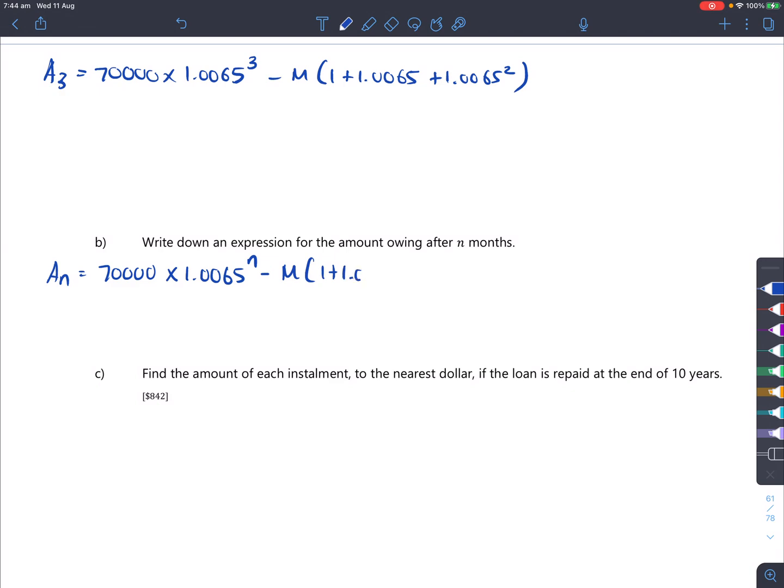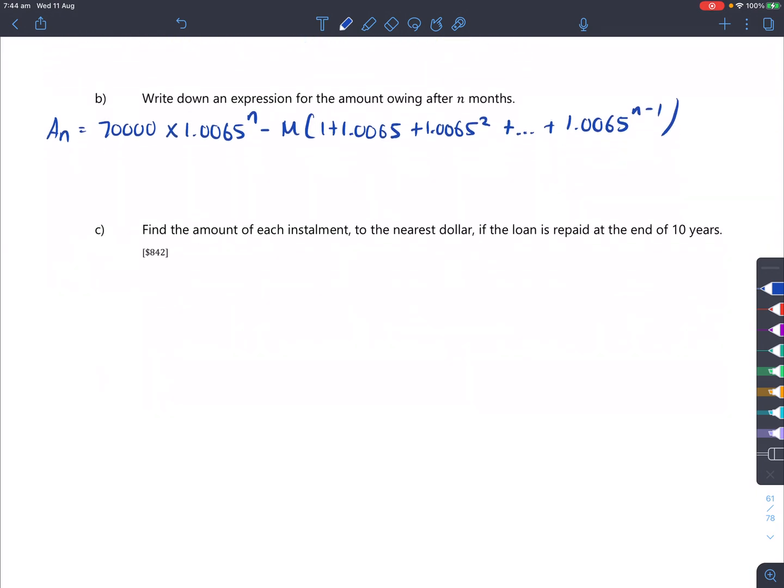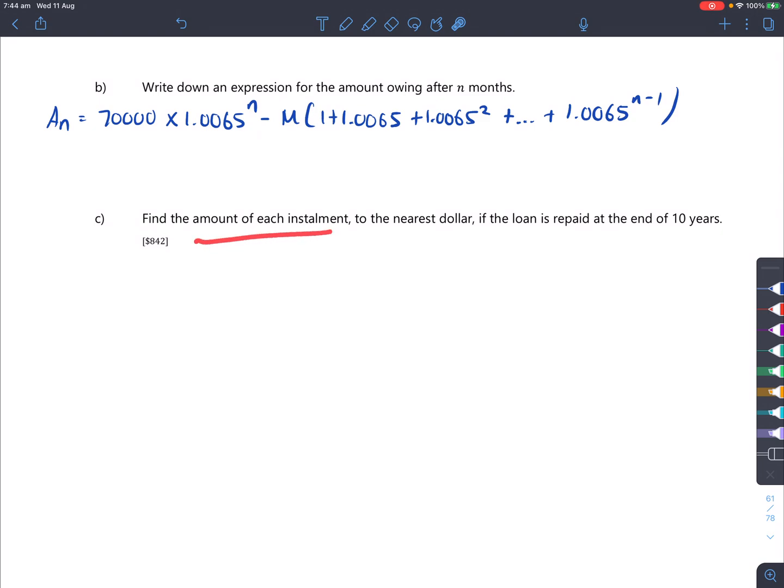Now let's have a look at what this actually goes up to here at the very end in these brackets. So if I just copy down these first 3 terms, and then plus dot dot dot plus the last term. The last term would always have 1 less power than this number. So 1 less power than this number would be to the power of n minus 1. And there we go. So find the amount of each installment in question C to the nearest dollar if the loan is repaid at the end of 10 years. So 10 years, remember, this is what we call 10 times 12 months, which is 120 months.